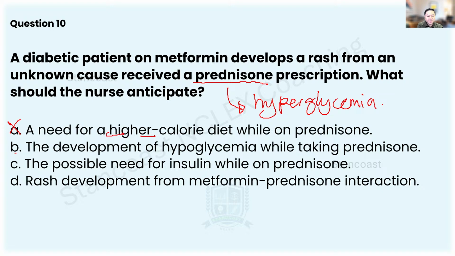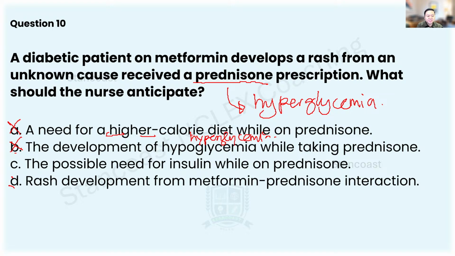If you answered letter B, the development of hypoglycemia, what should the nurse anticipate? The development of hypoglycemia while taking prednisone. This is the exact opposite. Not hypo, but rather hyperglycemia. We know that, right? If you answered letter D, rash development from metformin prednisone interaction, rash development is not really caused by that. There's no known interaction between the two, metformin and prednisone. So this explanation is very unlikely for the scenario.